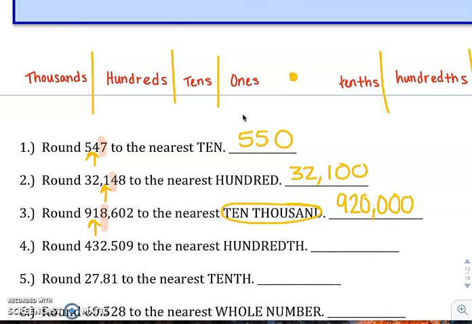Round 432.509 to the nearest hundredth. So the hundredths is the second spot there. So the 0, is it going to stay 0 or is it going to become a 1? It's going to round up to a 1. So we have 432.51.